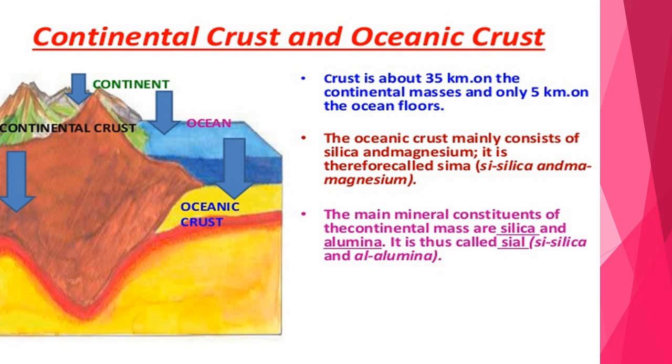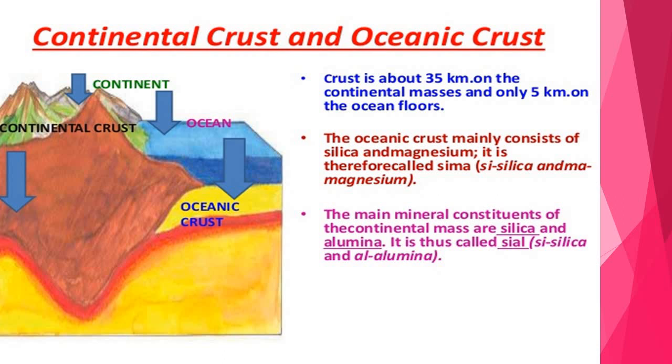Continental crust and oceanic crust. Crust is about 35 km on the continental masses and only 5 km on the ocean floors. Now, as we are talking about the surface of the earth, first of all, we are talking about the crust part, the uppermost layer, which is the thinnest one, also known as lithosphere, and it is made up of rocks and minerals that you must have studied in the previous chapter.